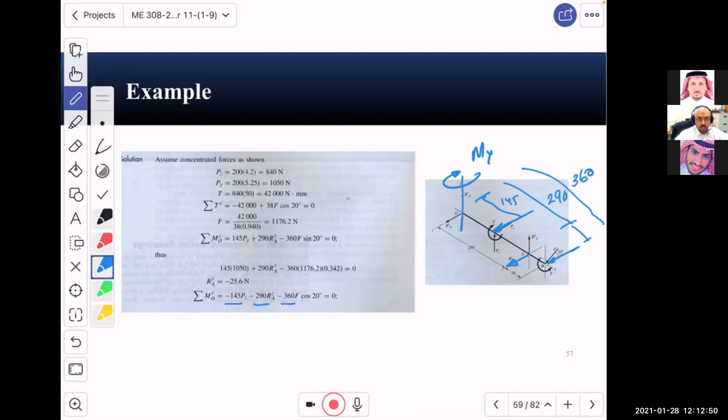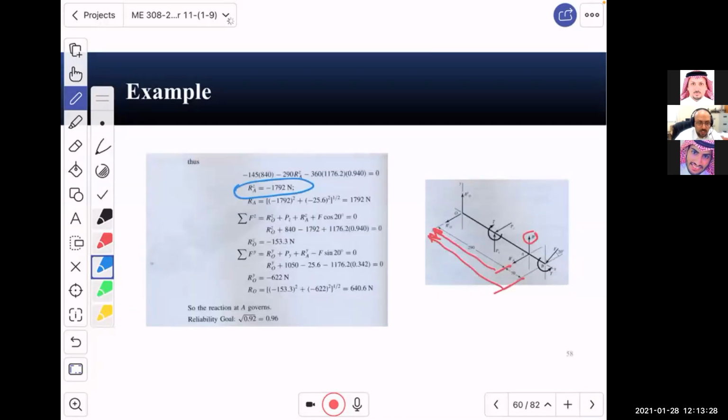Just watch out for the unit. Don't forget, the direction is not written, the summation of the moment clockwise, counterclockwise. Why? Because we assume here that the moment which rotates such that your thumb is pointing toward the positive y is positive. Any other one pointing downward is going to cause a negative. That's why all of them are negative. Okay, so what do we get? We get RA along the Z direction.